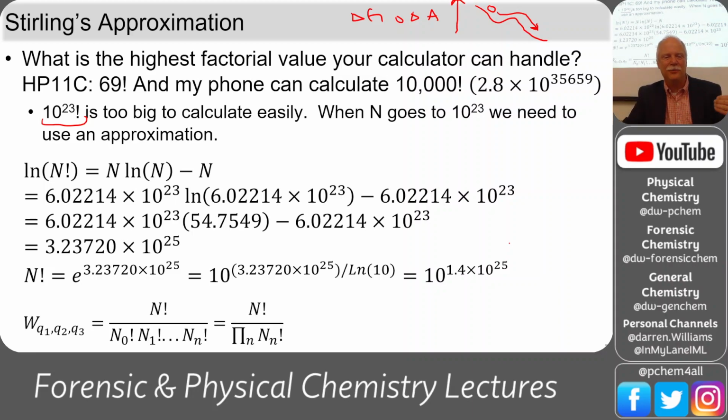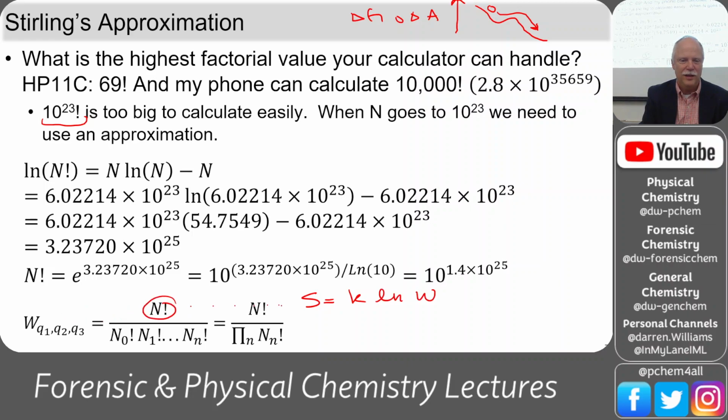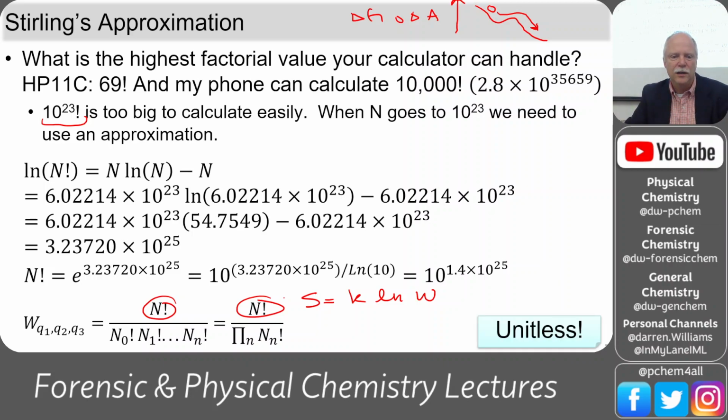And these factorials are related to that weighting factor. And remember, Boltzmann's equation was that entropy was equal to k ln W. And those weighting factors are all of these n factorials. So in actually trying to calculate the partition function or the entropy of a mole of particles, we need to take some approximations. Also, this weighting factor and also these partition functions are unitless.